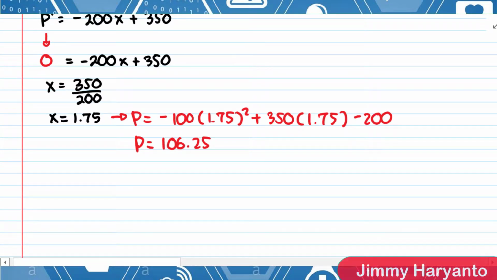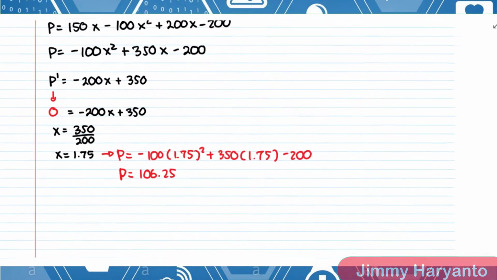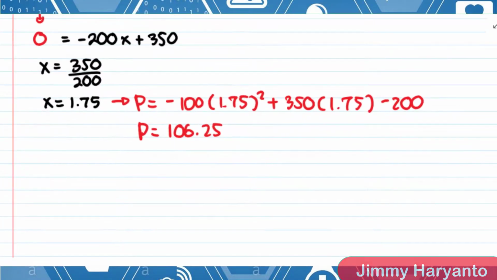So it will be 106,000 rupiah. Just selling 1.75 bags, we already get 106,000 rupiah, and it will be the maximum. It doesn't make sense, I know. This question is just made up, guys.